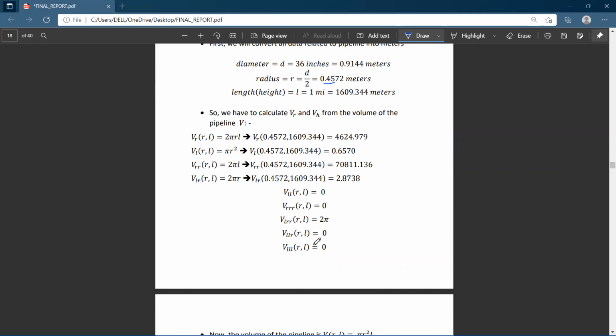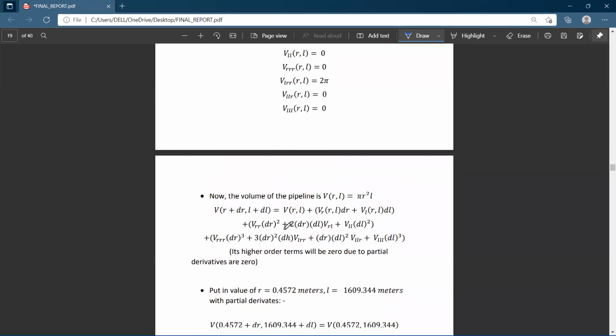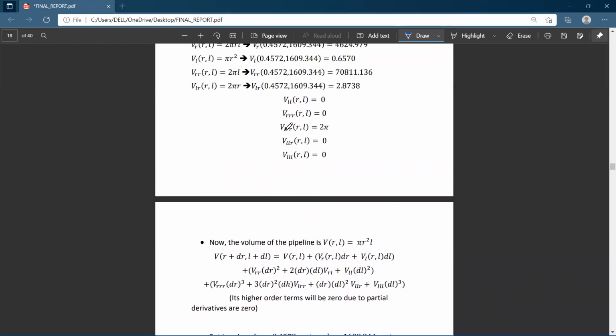After this step, any fourth order derivative with respect to r or l of any of the equations will be 0, because we obtain a constant at the third partial derivative. So the fourth derivative will also be 0, and everything will be 0 after the third derivative if we try to find the fourth partial derivative of any of these equations.